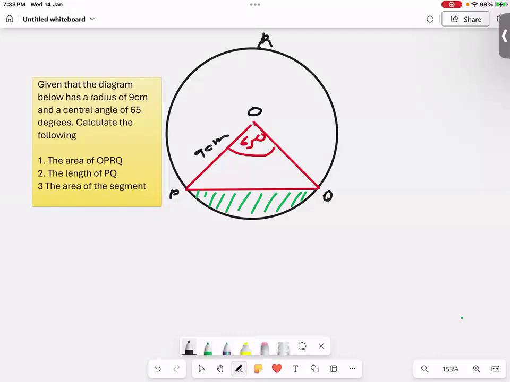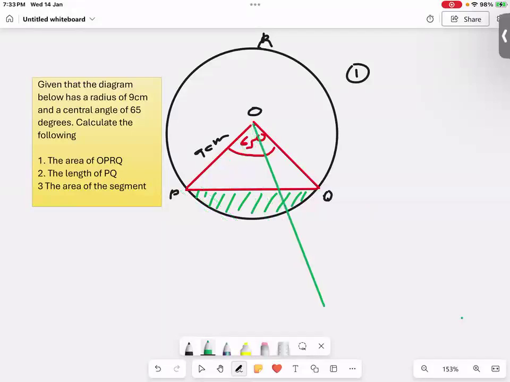All right. So for number 1 then, we're asked to find the area of OPRQ. So how do we find that? Now, if you look carefully, let me just see if I can grab a cursor here. Now, if you look at this, guys, this is O, this is P. So look at the kind of shape that it forms.